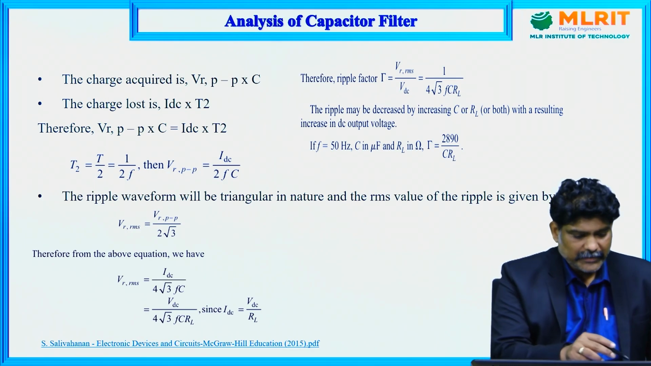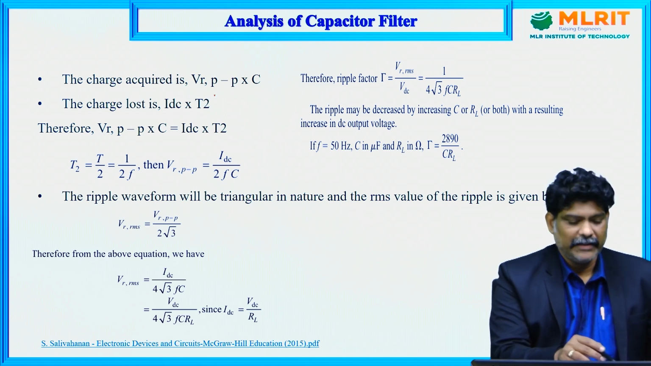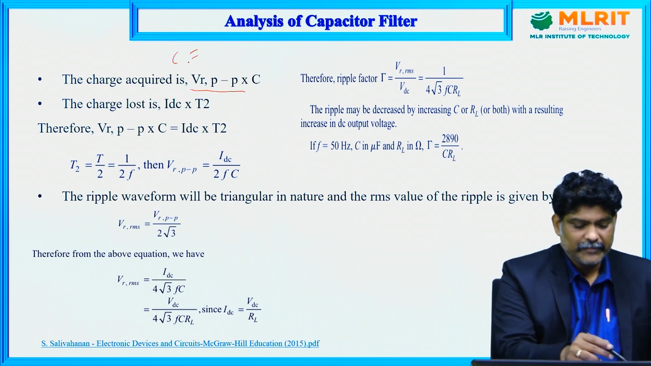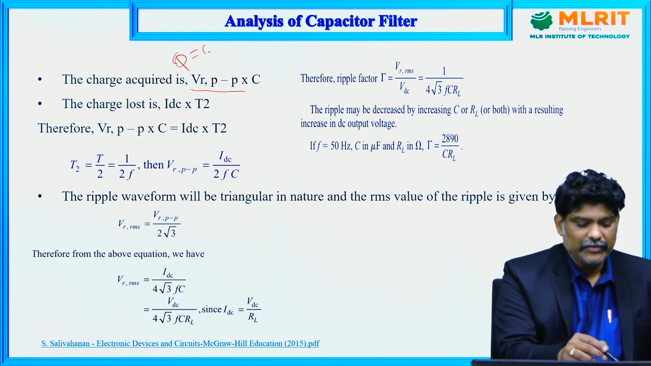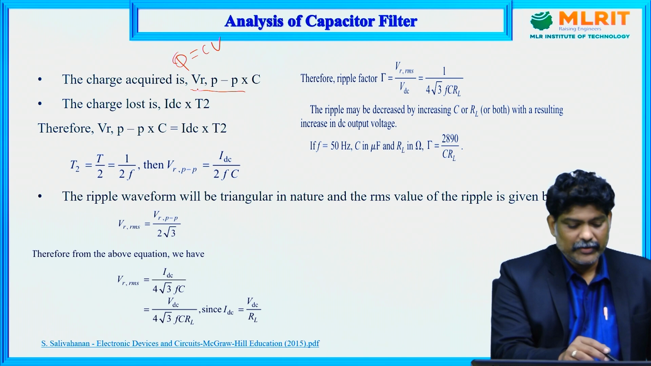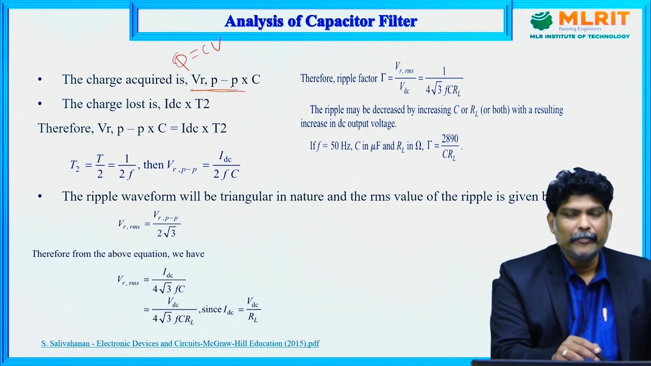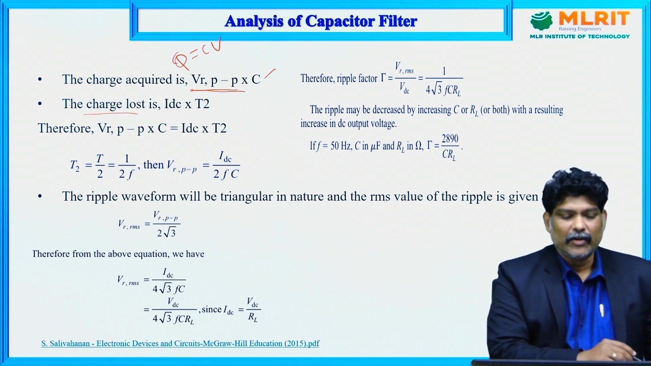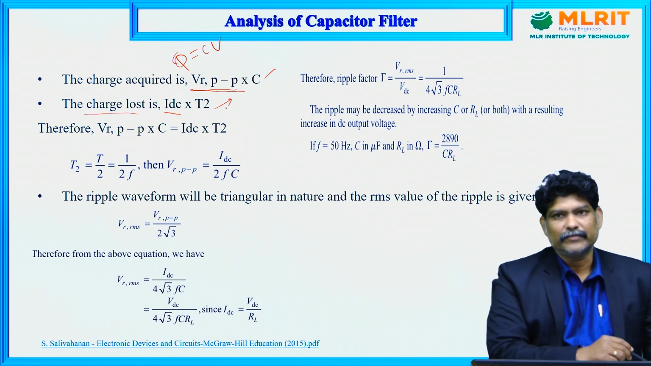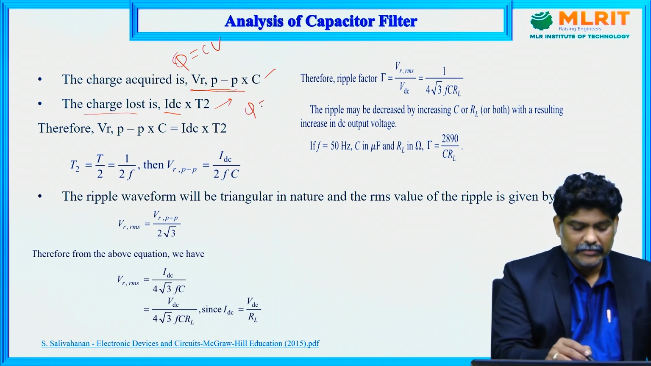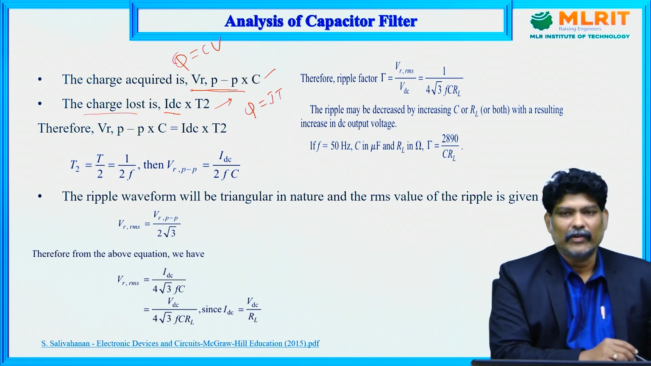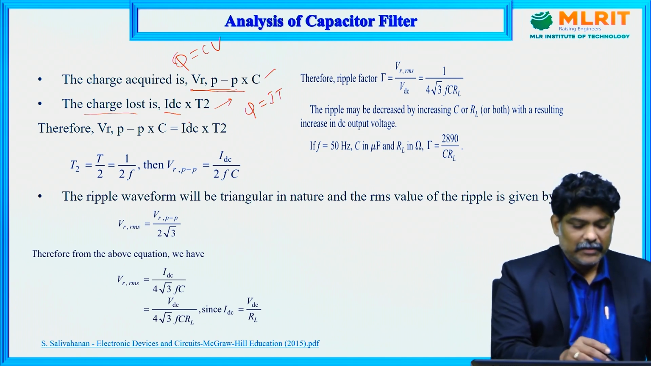See here, the charge acquired by the capacitor is given by, we know capacitance C, charge Q is equal to CV, capacitance into voltage. So here what will be the voltage? VR, peak to peak voltage, into capacitor. Similarly, the charge lost by the capacitor is IDC, the DC current, into time T2, because we know Q is equal to IT. So at time T2, what will be the current flowing in the circuit?